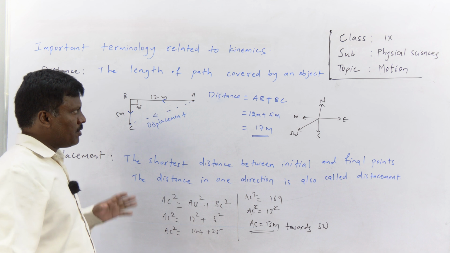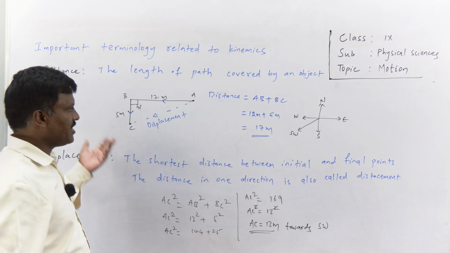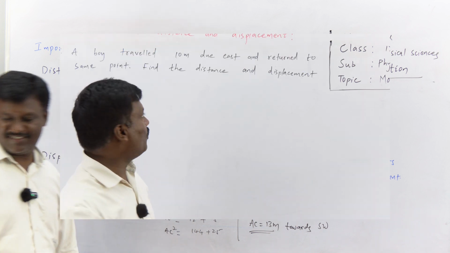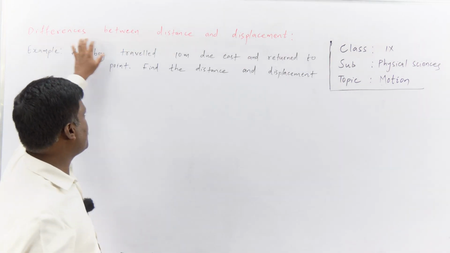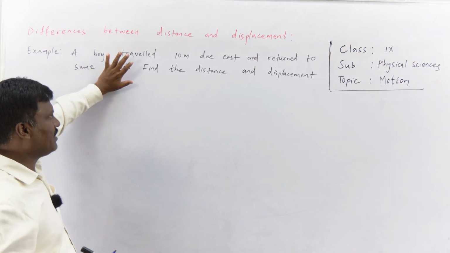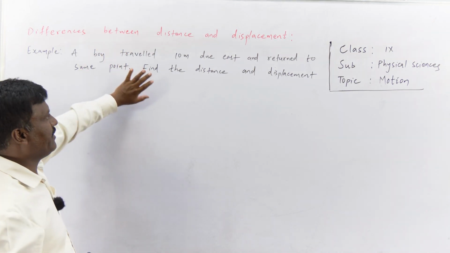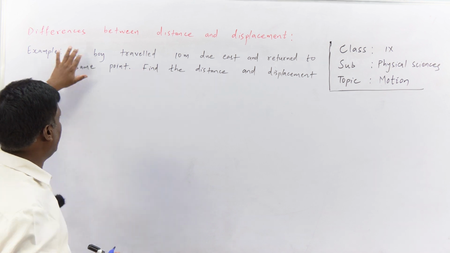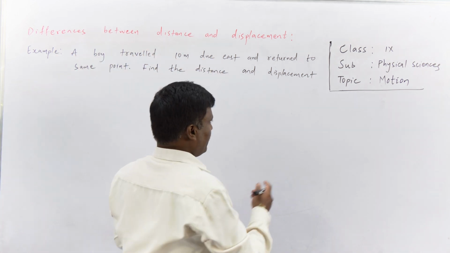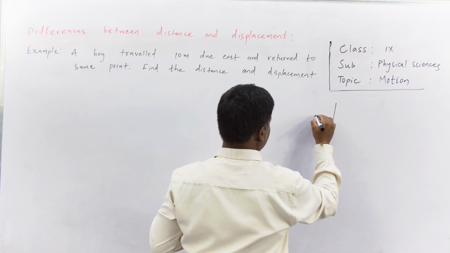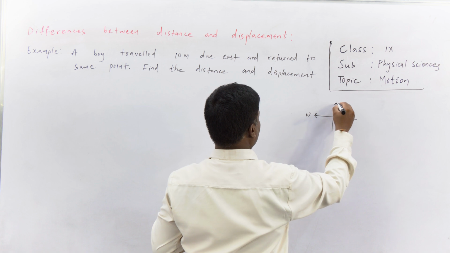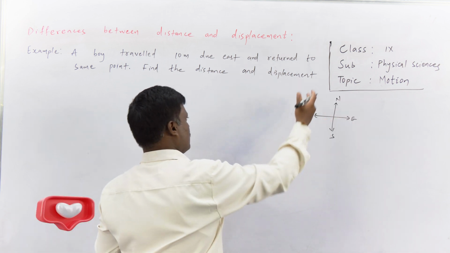Some other important differences between distance and displacement we are also going to learn. Meanwhile, please note this down. Now we are going to understand the differences between distance and displacement. This is one example I have written here to understand the difference. A boy traveled 10 meters due east. While solving problems related to distance, displacement, and speed, you must compulsorily denote the direction: east, west, north, south.